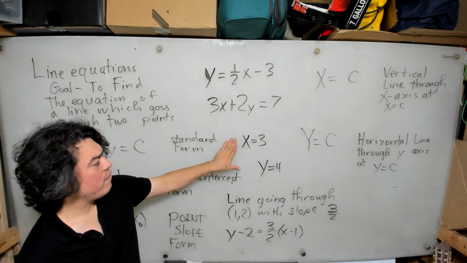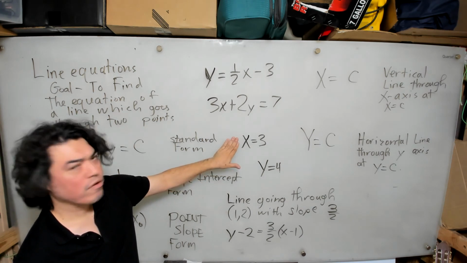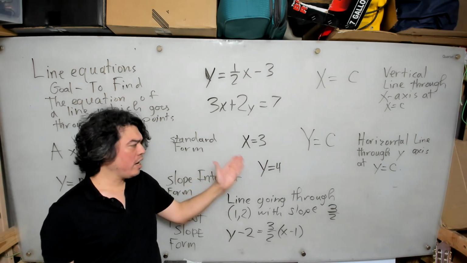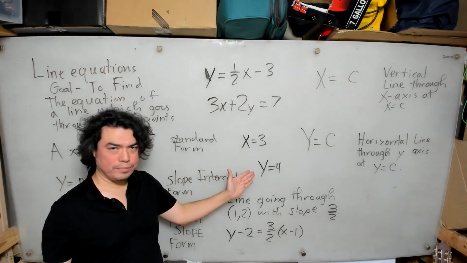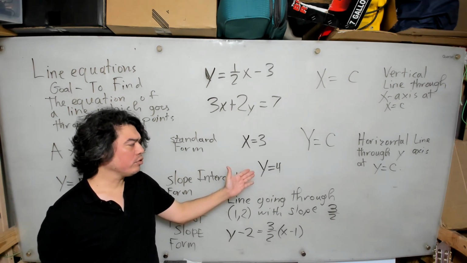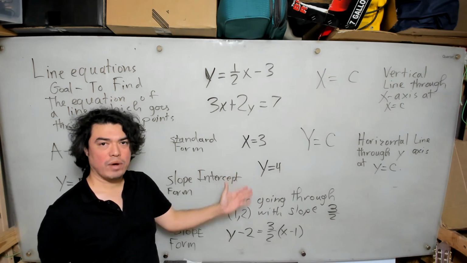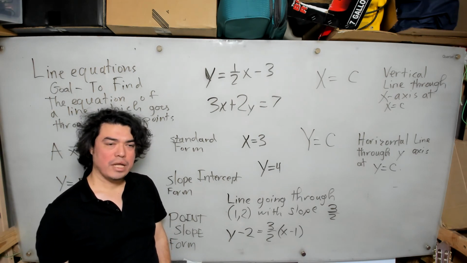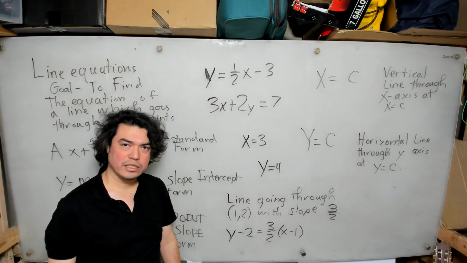So again, if we have x equals 3, this is the equation of a vertical line that goes through the x-axis at the value 3, and y equals 4, for example, would be the equation of a horizontal line that goes through the y-axis at y equals 4. Now we're going to begin to do some examples about this, and I hope you've enjoyed this, and let's get started. Thank you.